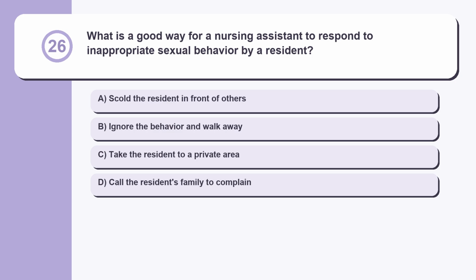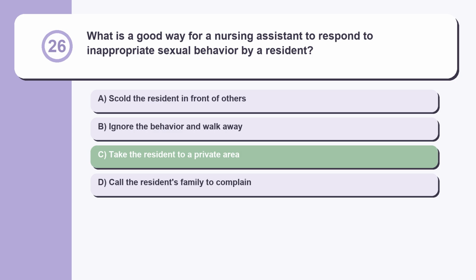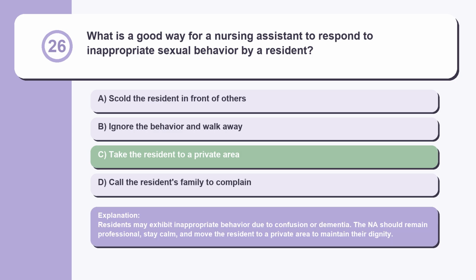Question 26. What is a good way for a nursing assistant to respond to inappropriate sexual behavior by a resident? Scold the resident in front of others. Ignore the behavior and walk away. Take the resident to a private area. Call the resident's family to complain. Residents may exhibit inappropriate behavior due to confusion or dementia. The NA should remain professional, stay calm, and move the resident to a private area to maintain their dignity.